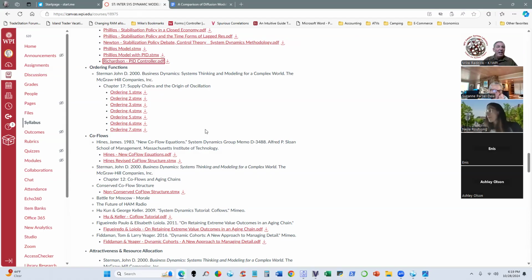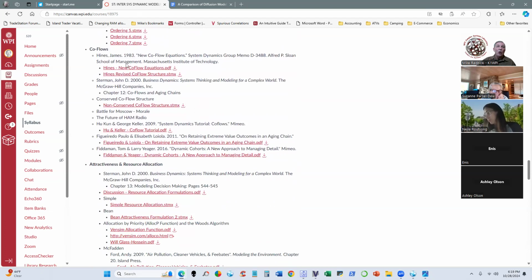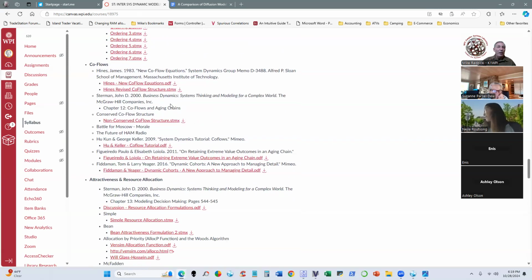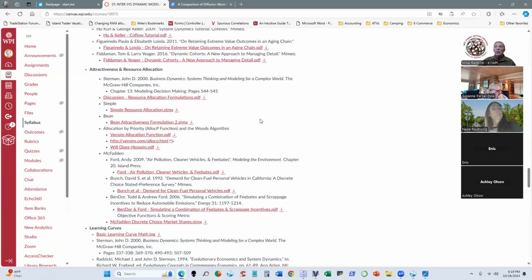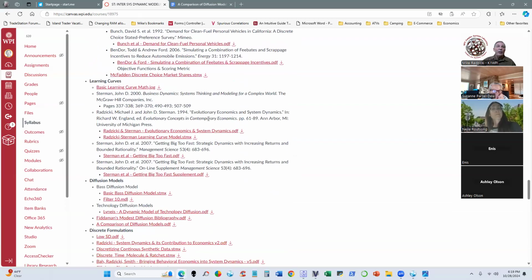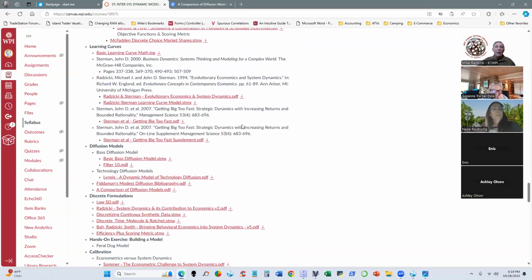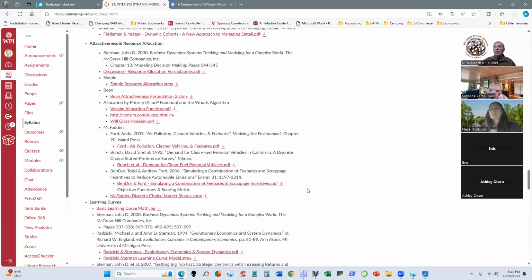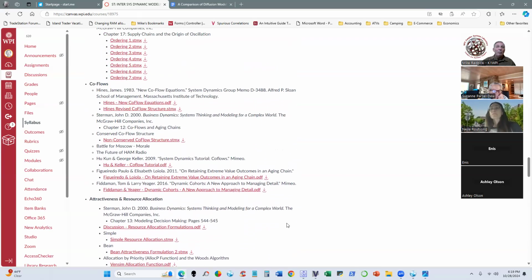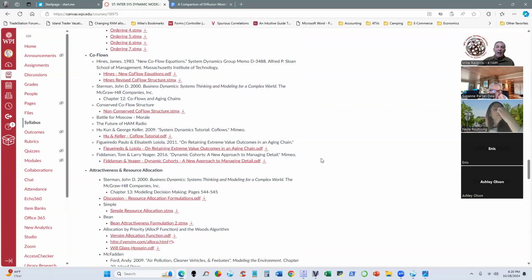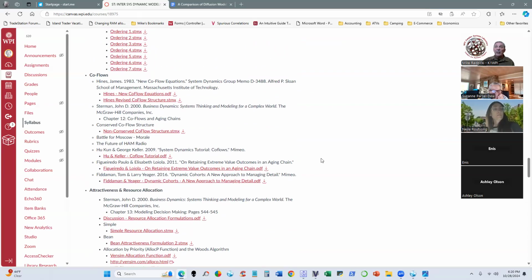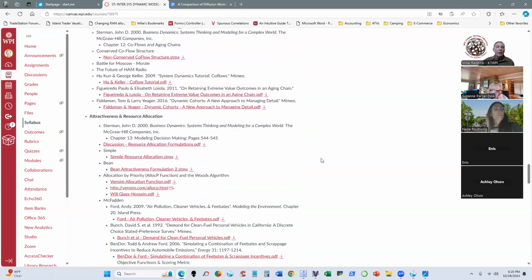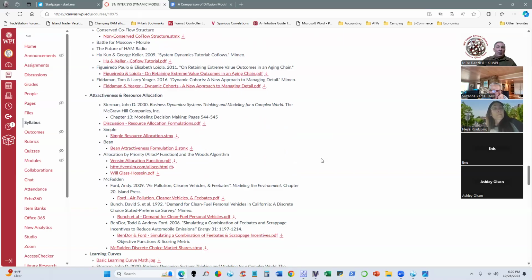All right, so that takes us to where we're going to kick off today, and this is coflows. We'll hopefully make our way through that. Attractiveness and resource allocation, hopefully we'll get through that. And then we'll see if we get learning curves, diffusion models, and discrete formulations. And once we do all that stuff, we can start looking at building a model, hopefully employing where it makes sense as much of this stuff as we can. Sometimes we're not going to just stuff something in for the heck of it, but if it makes sense, we'll put it in. Okay. All right.